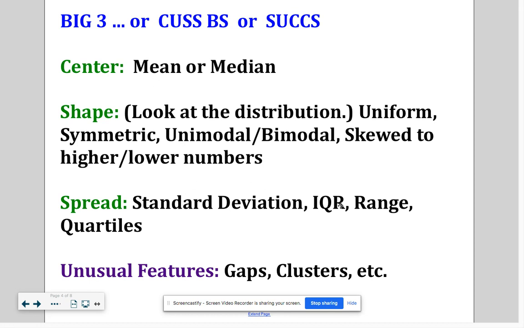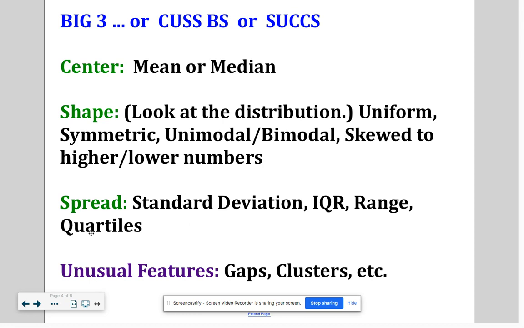We have the interquartile range, which is your Q1 and your Q3, your first quartile and your third quartile. So this gives you an idea of how spread out your middle 50% of the data is. And then, of course, you have your range, which is your minimum to your maximum, which gives you an idea of the overall range of the whole data set, the whole 100% of it.